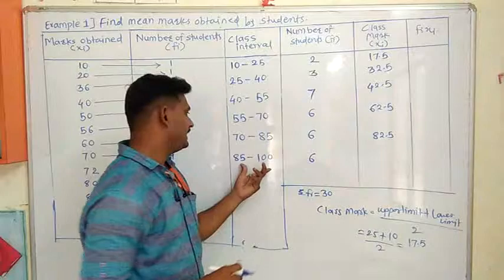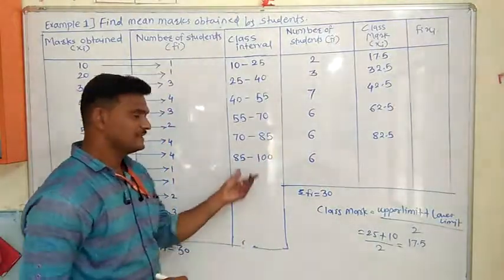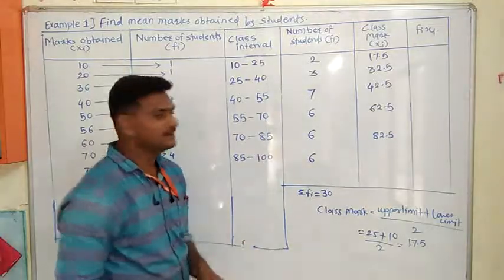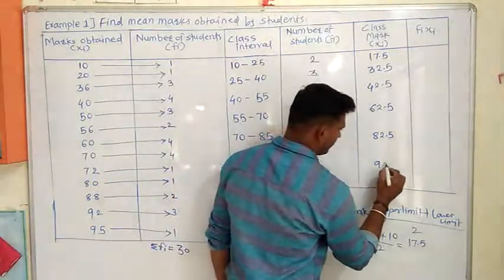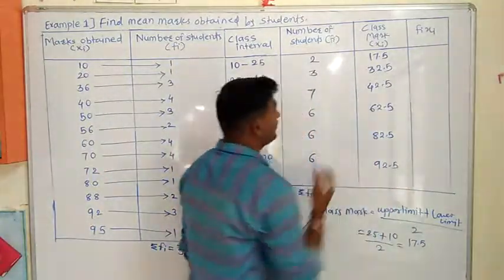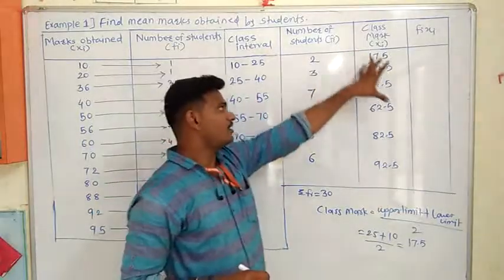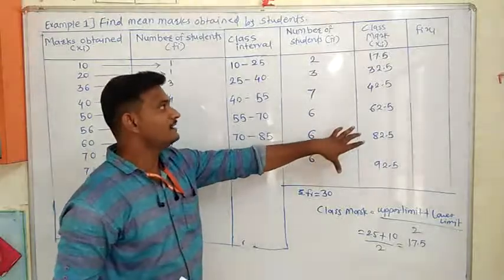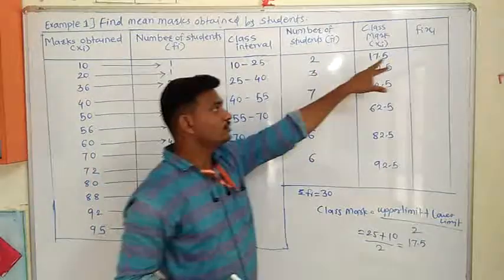And again, 85 plus 100 is nothing but 185. 185 divided by 2 is 92.5. Now we got the class mark for all the class intervals. And after that, what do we have to do?